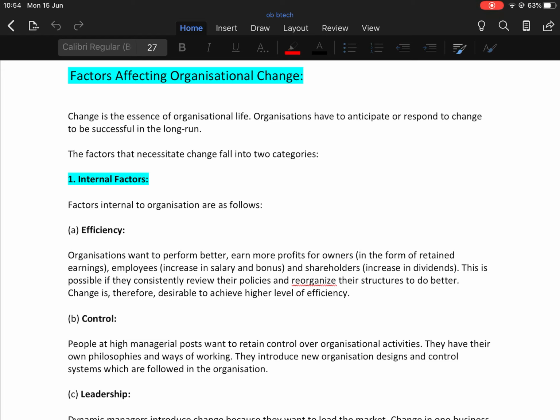So for employees and shareholders, this is possible if they consistently review their policies and reorganize their structure to do better. So change is therefore desirable to achieve higher level of efficiency.